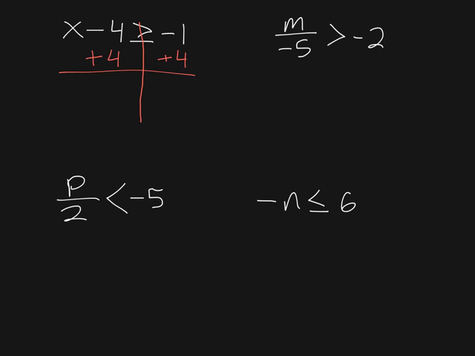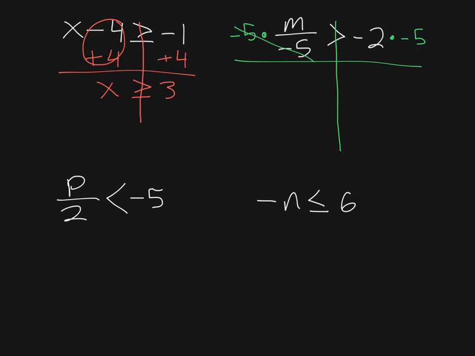This gives us x, because negative 4 plus 4 is 0, is greater than negative 1 plus 4, which gives us 3. In our next equation, m divided by negative 5 is greater than negative 2. Because it's m divided by negative 5, we're going to use multiplication, times negative 5 on both sides. Now, the multiplication and the division cancel out.